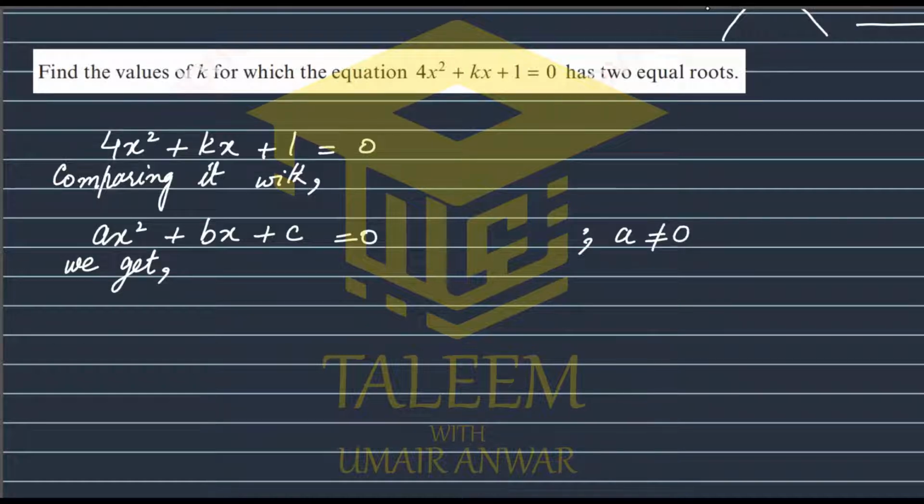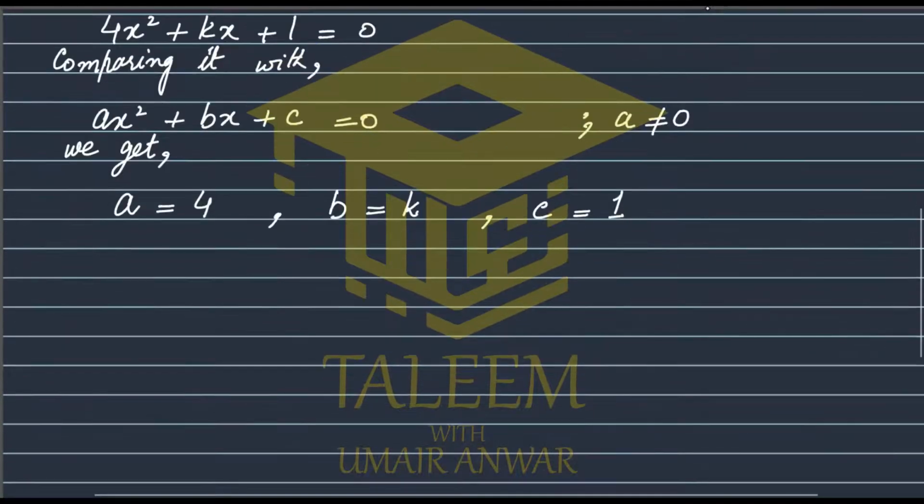So if we compare the coefficients of x square, we get the value of a as 4. If we compare the coefficients of x, we get the value of b as k. And if we compare the constants, the value of c is going to be equal to 1.